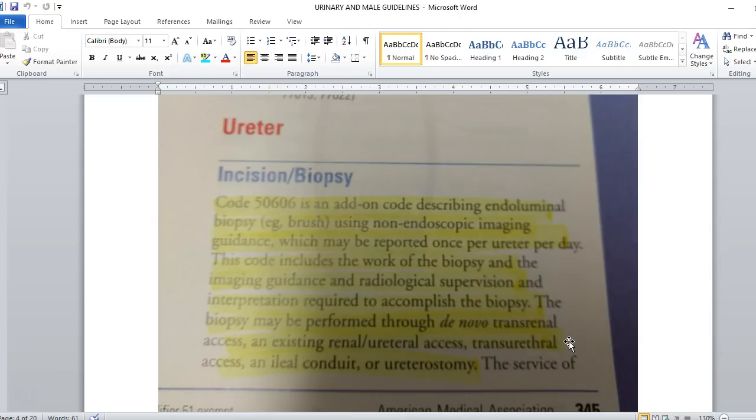However, sometimes we do have to go in and remove. So be careful. What is the approach? Are we going in through a natural orifice or are we cutting into the body?